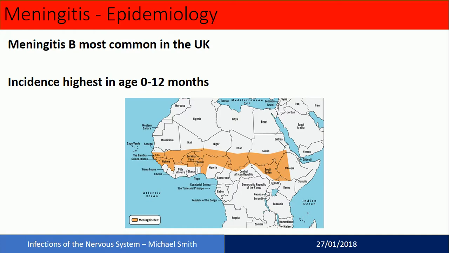The diagram shows the meningococcal belt in Africa, which has a high rate of meningitis. So if you have a patient showing symptoms who's recently visited this area, it's something that you should be considering.